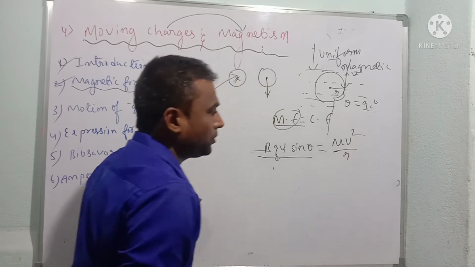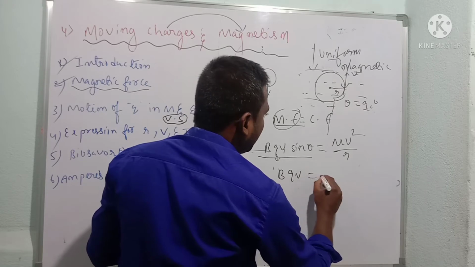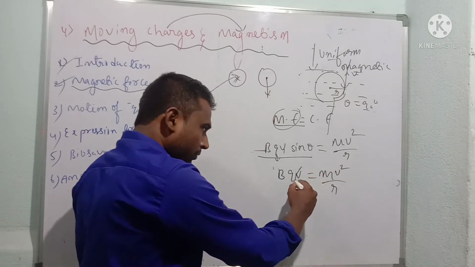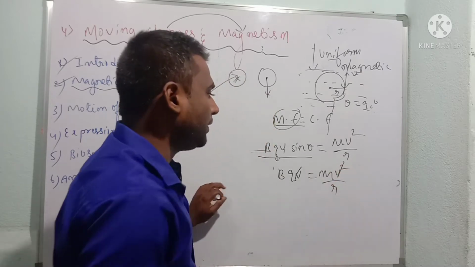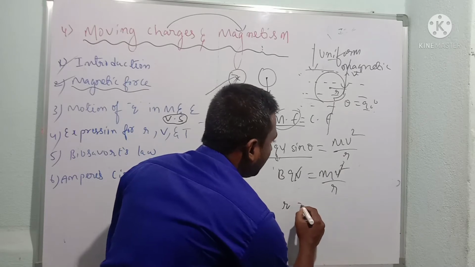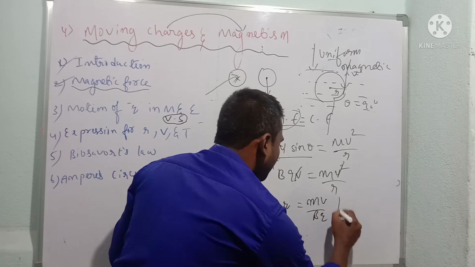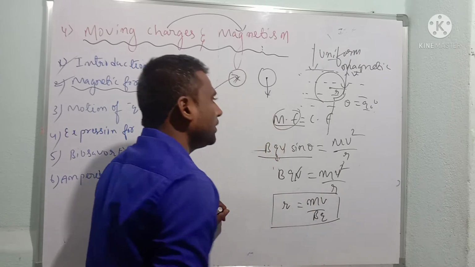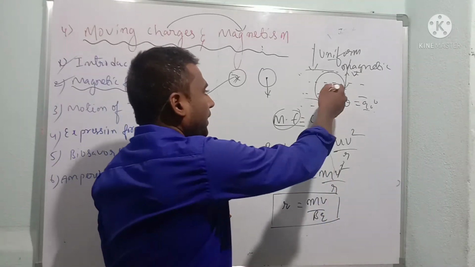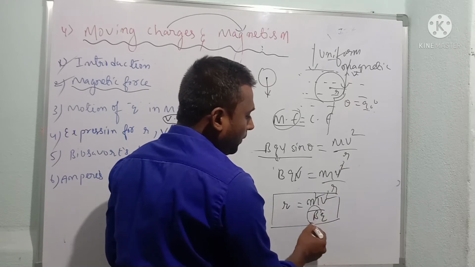You studied that in first PUC. Then it becomes BQV is equal to mv squared divided by r. This V cancels, students. Then do cross multiplication. R is equal to mv divided by BQ. This is the expression for the radius of the electrons. You can find the radius by using the mass of the electron, the velocity of the charged particles, the magnetic field, and the charge.